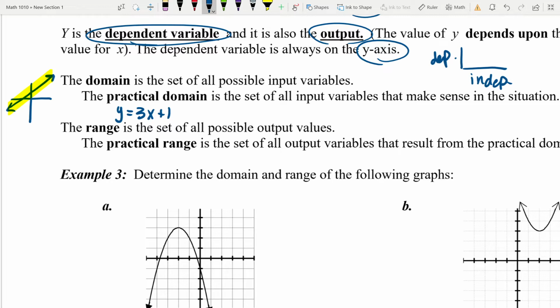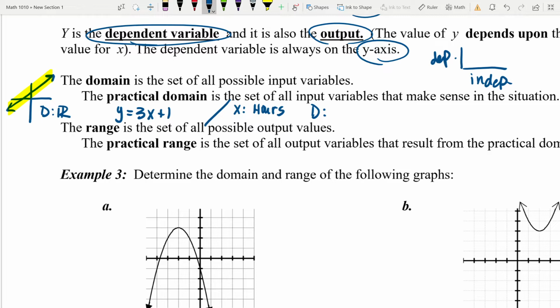Everybody tell me. All real numbers. Okay? So we're going to say domain is all real numbers. Now, what if they tell you this? What if they tell you that X stands for hours?